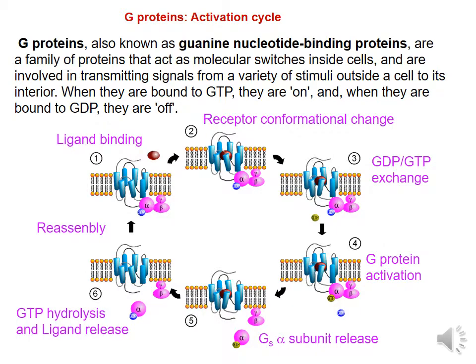Although this scheme doesn't represent what I'm going to say, the beta and gamma subunits can also form a complex that can dissociate from the receptor to elicit other functions. And then once the alpha subunit has executed its activity, the GTP is hydrolyzed again back to the GDP form, and the entire complex reassembles again.